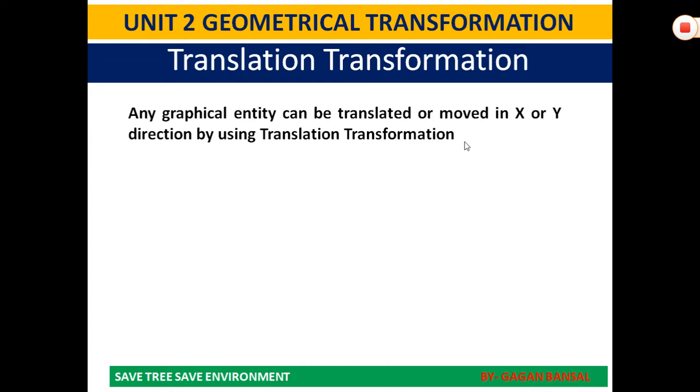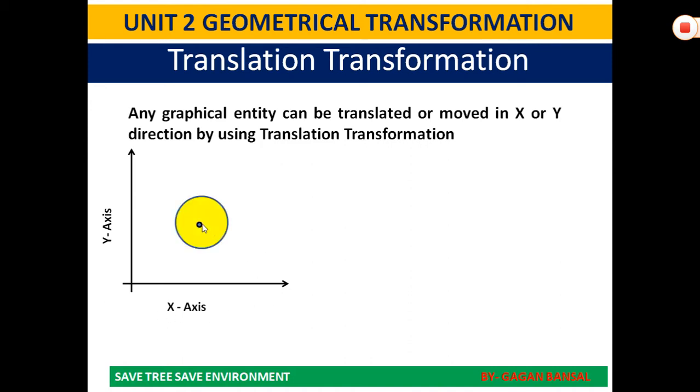When it comes to 3 dimension, we can say that any graphical entity can be translated or moved in x, y or z direction by using translation transformation. What does it mean? Suppose we have xy axes and we have any body having center at A with coordinates x, y. That is, we have xy axis in which we have a body with center at A and the coordinates of A is say x, y. What does it mean that coordinates of A is x, y?